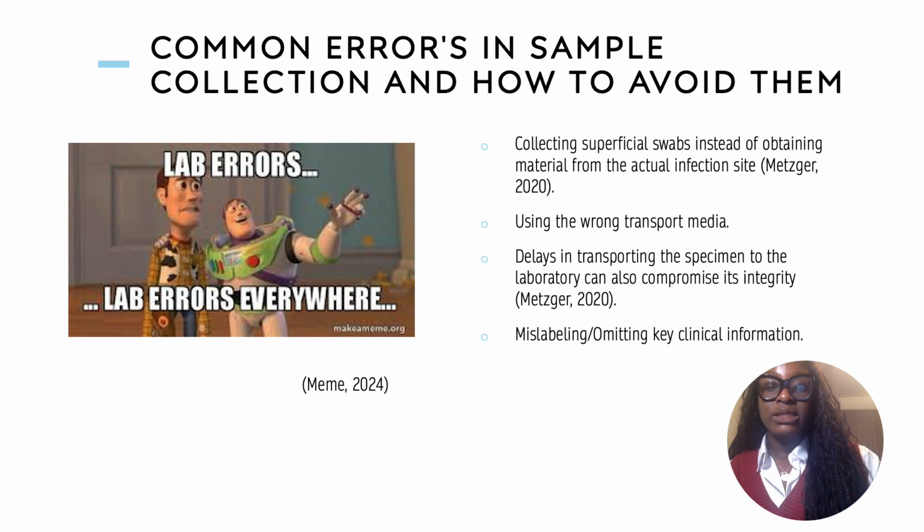Delays in transporting the specimen to the laboratory can also compromise its integrity. Some pathogens, like anaerobes, are highly sensitive to environmental conditions, and delays can lead to false negative results. Finally, mislabeling or leaving out key clinical information on the requisition form can lead to incorrect processing or interpretation of the sample. These errors are preventable through adherence to protocols, the use of standardized checklists, and clear communication with the laboratory.